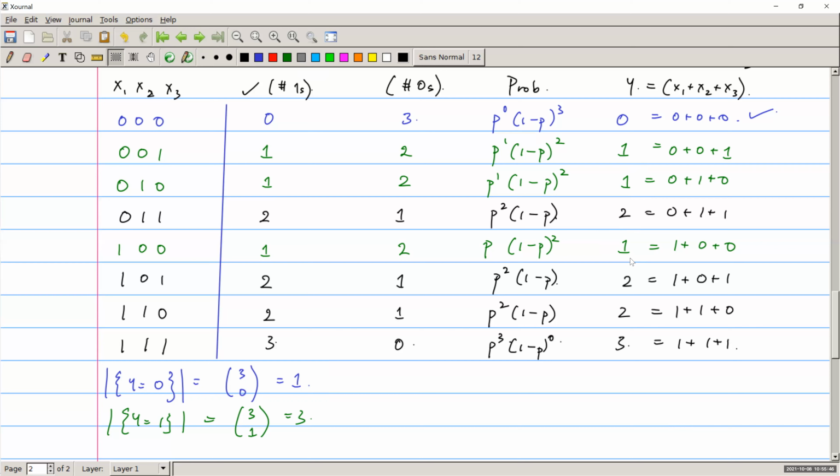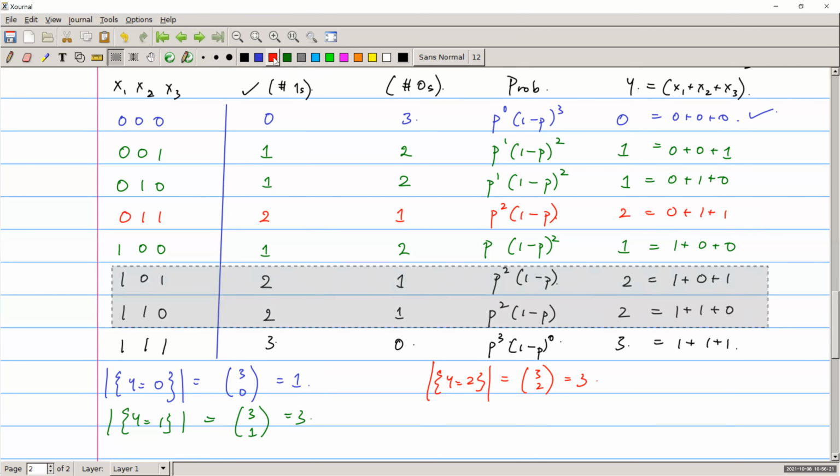If I see the locations where 1 is placed as a subset of {1, 2, 3}, it's a one-sized subset of {1, 2, 3}. Now let's look at the event y equals 2. This has size 3 choose 2, which is also 3. So what is this event, y equals 2? Very good. Right, so those are the outcomes in red.